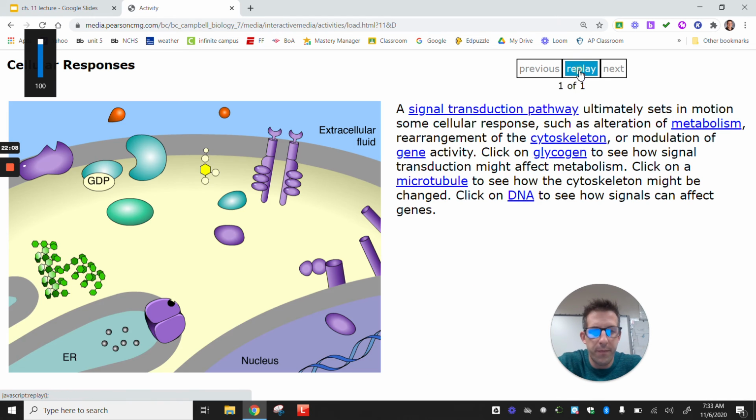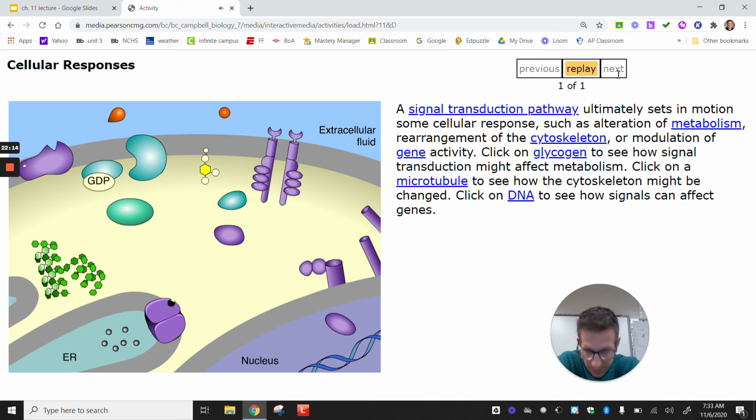A signal transduction pathway ultimately sets in motion some cellular response, such as alteration of metabolism, rearrangement of the cytoskeleton, or modulation of gene activity. Click on glycogen to see how signal transduction might affect metabolism. Click on a microtubule to see how the cytoskeleton might be changed. Click on DNA to see how signals can affect genes.